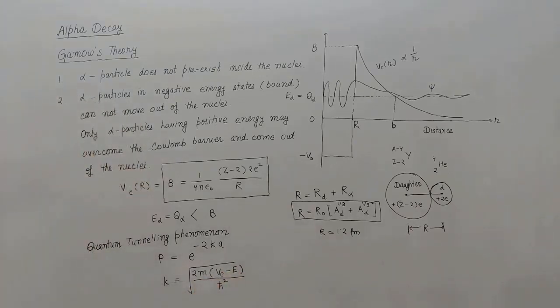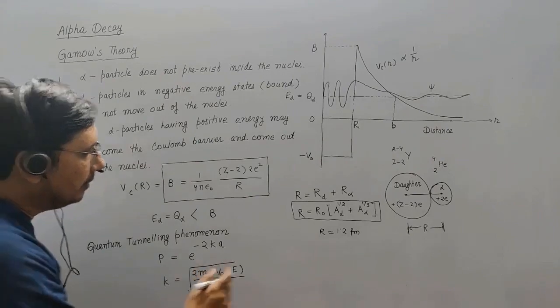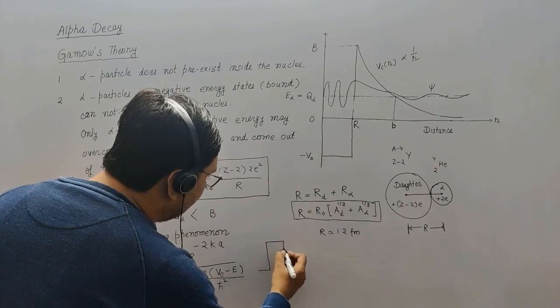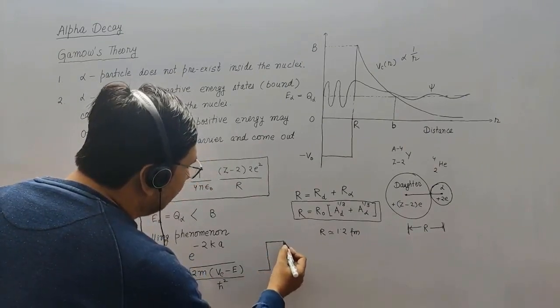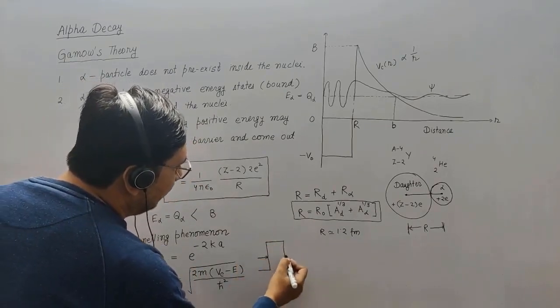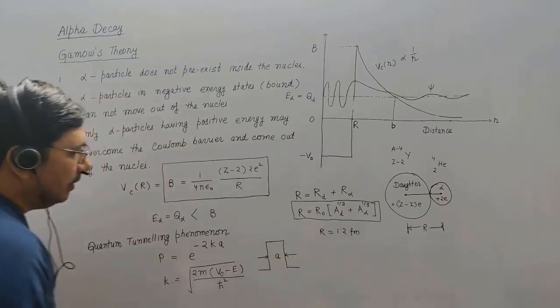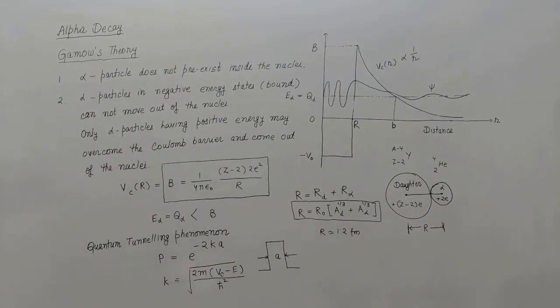This is the formula for k, where a is the barrier width. This formula is used for this type of barrier, where the height of the barrier, whatever it is here, is constant throughout the width of the barrier. Here, this is a. We are assuming this as a, and this barrier height Vc is constant throughout, and E is the energy of the particle.